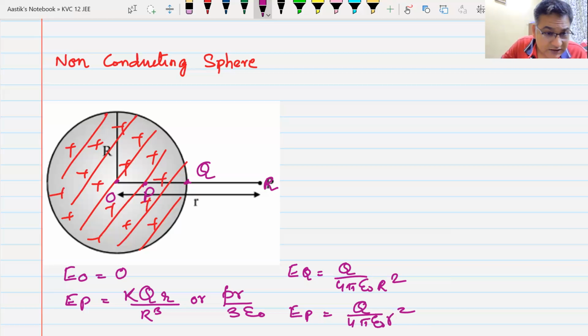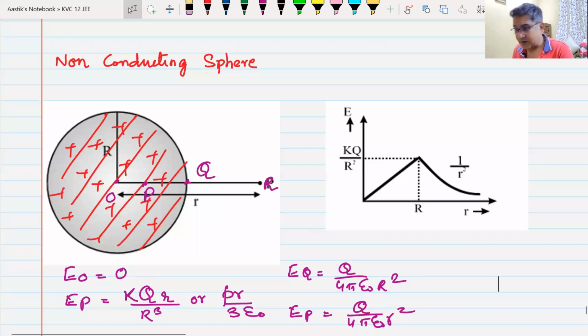You must have seen the graph. Inside the sphere, remember, it is directly proportional to R. That is why it is easier to remember it as rho R by 3 epsilon naught. This is the way I remember it, but you may not remember it in that way. You may remember it in whatever way you understand.